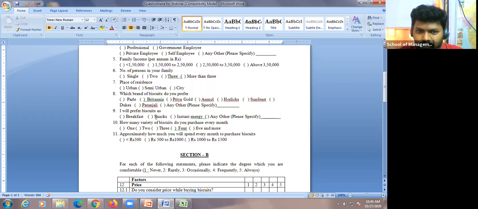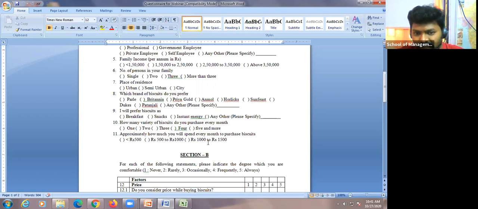So why would you prefer biscuits? Is it for breakfast? Is it for snacks? Or is it for instant energy? Or is it for any other purpose? Okay, so how many varieties of biscuits do you purchase every month? Now suppose you are purchasing biscuits, how many varieties are you purchasing? Is it one variety, or two, three, four, or five?